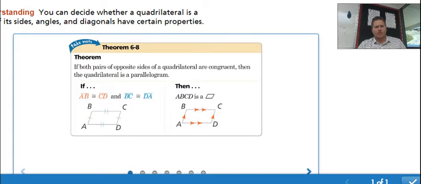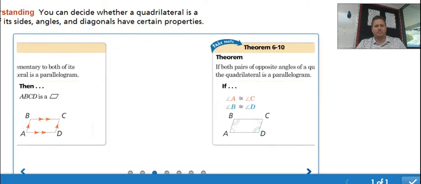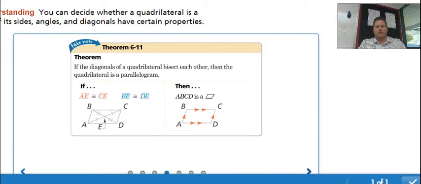We'll have them all kind of in one box to make it a little bit easier, but we'll go through these really quickly. So if both pairs of opposite sides of a quadrilateral are congruent, then it is a parallelogram. So if we see these two sides and these two sides are congruent, then it is a parallelogram. As well as if an angle of a quadrilateral is supplementary to both of its consecutive angles, then it is a parallelogram. If A and B and A and D are supplementary, then it is a parallelogram. Okay, if both pairs of opposite angles of a quadrilateral are congruent, then the quadrilateral is a parallelogram. Okay, so if A and C are the same and B and D are congruent, then it is a parallelogram.